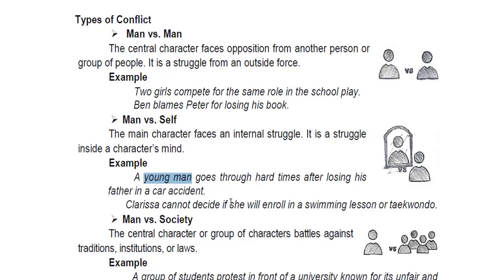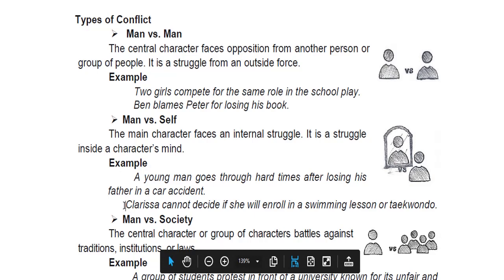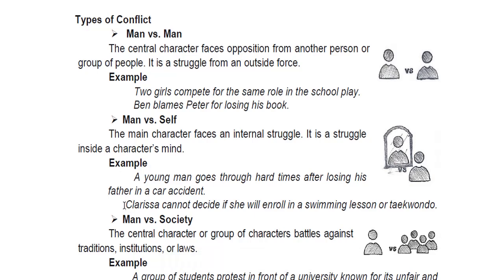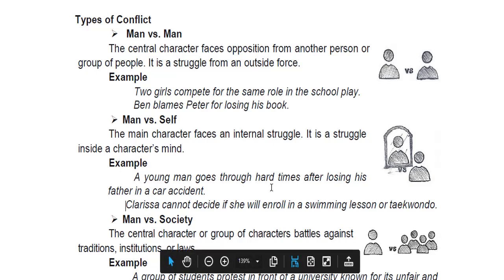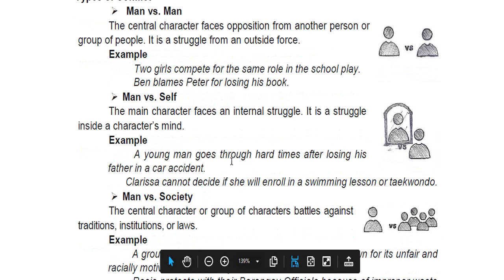Okay? So it's the second example. It says, Clarissa cannot decide if she will enroll in a swimming lesson or taekwondo. So that is Clarissa's problem, or Clarissa's conflict. So she is having an internal struggle because she can't decide what to enroll in. Okay, so that is man versus self.